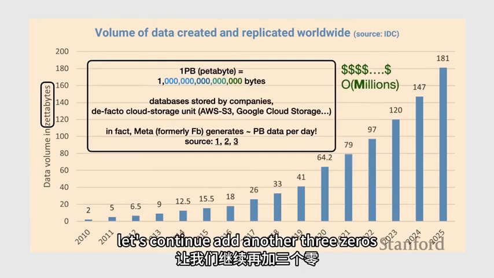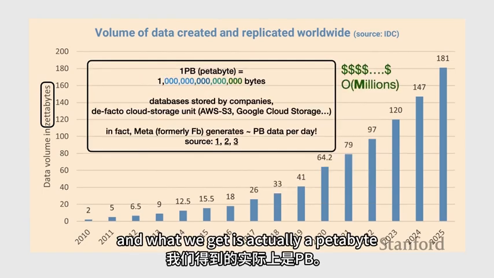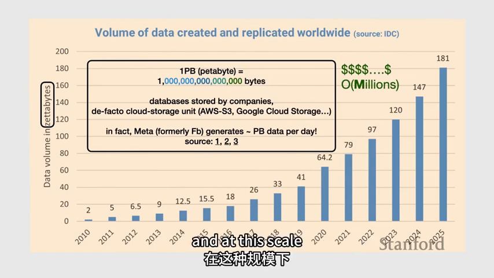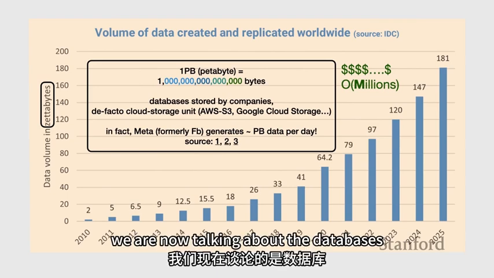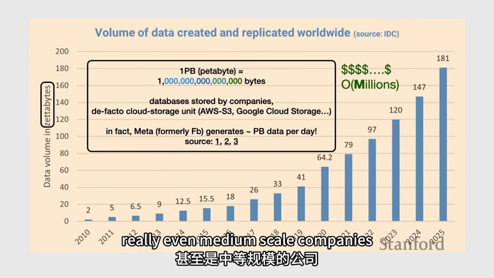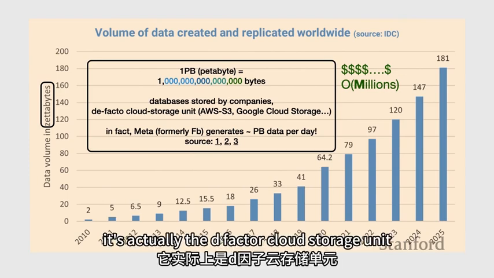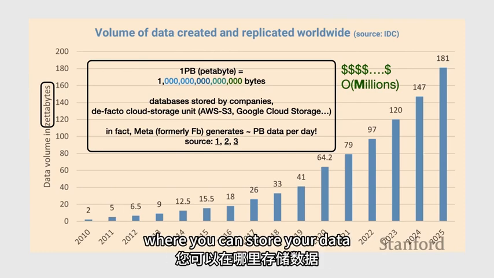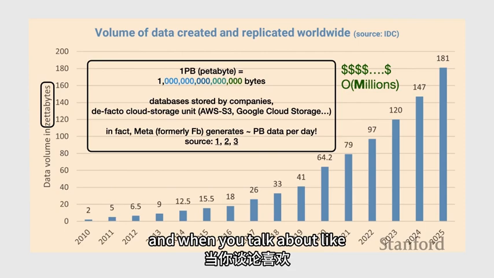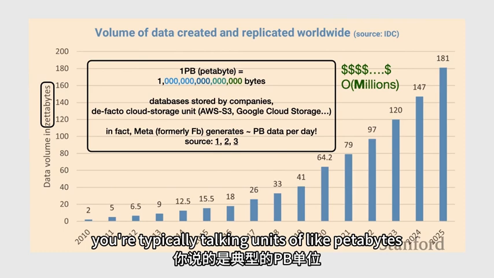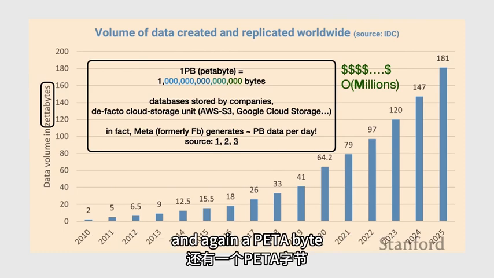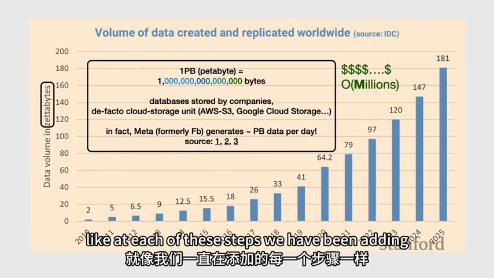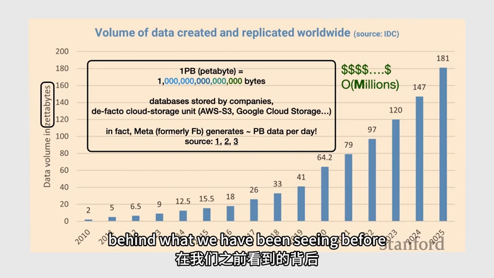Let's continue. Add another 3 zeros. And what we get is a petabyte. And at this scale, we are now talking about the databases stored by even medium scale companies by today's standards. It's actually the de facto cloud storage unit. If you have ever heard of AWS S3, Google Storage, Azure, all of these are cloud storage services where you can store your data. And when you talk about how much data is being stored by these companies, you would typically talk in units of petabytes. And again, at each of these steps, we have been adding 3 orders of magnitude to what we have been seeing before.